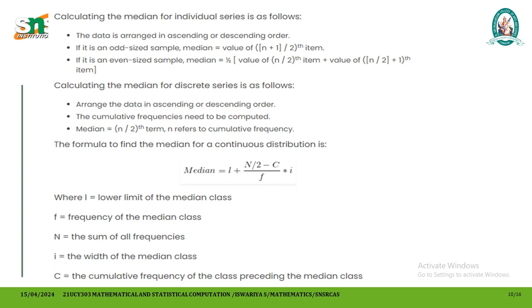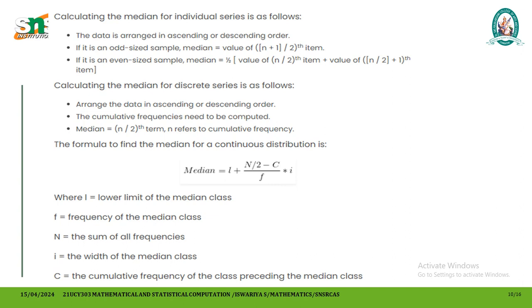Next, for discrete series, the formula for median is: first we have to arrange it in ascending or descending order. Then the cumulative frequency should be noted. Then we use the n by 2 term. After finding the n by 2 term, we find the median. For continuous distribution, median is equal to L plus (n by 2 minus C) by F into I.